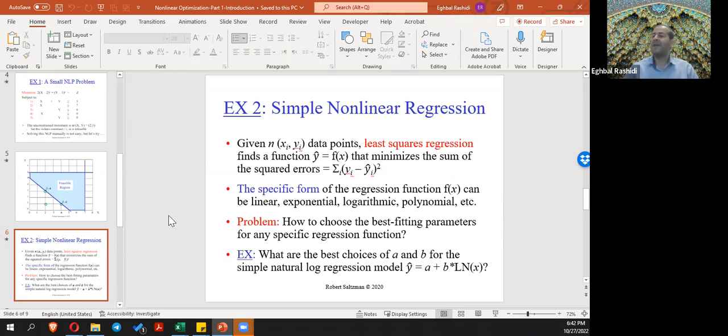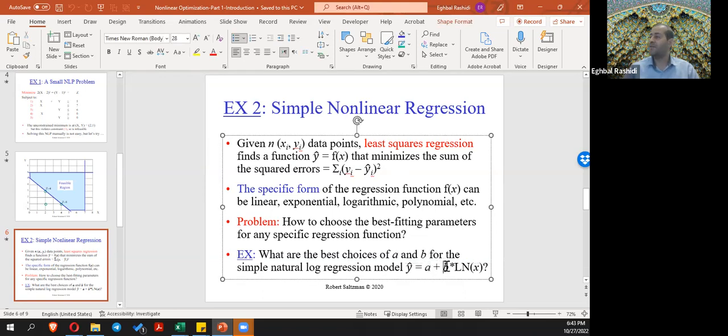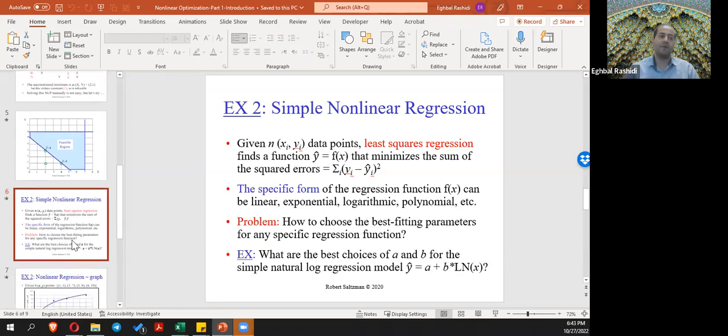And we want to find a and b so that the least square is minimized. So that's going to be our objective function, and our decision variable is going to be a and b parameters.